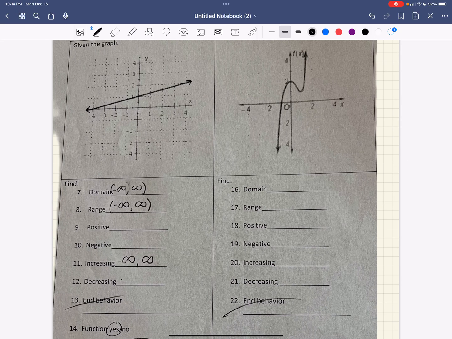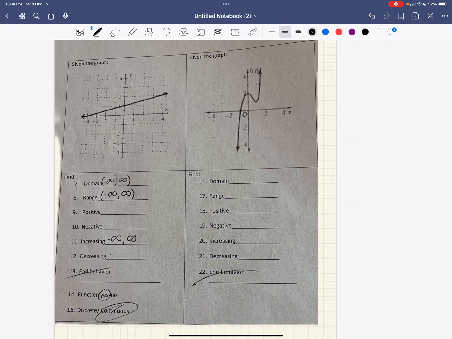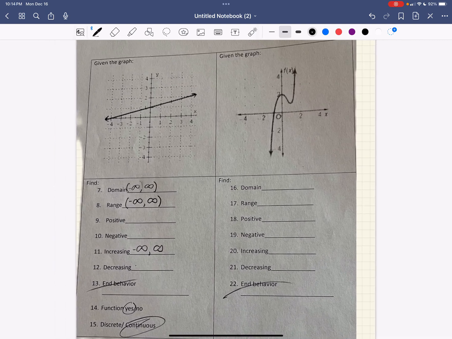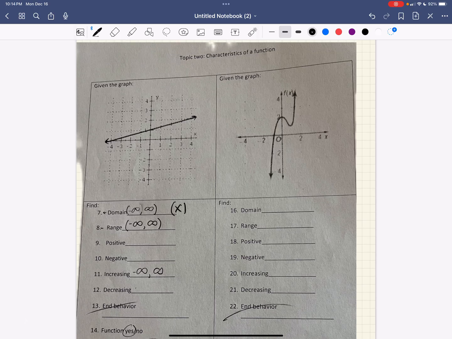Jumping to this one. So the first function, again, we're talking about characteristics of functions. You're correct. Domain is negative infinity to positive infinity. Range is negative infinity to positive infinity. Remember, domain is simply your x values. What are we allowed to input as x values, right?